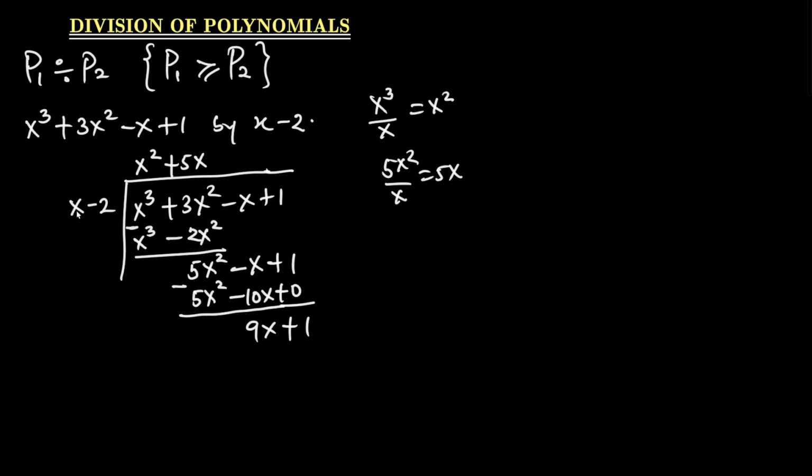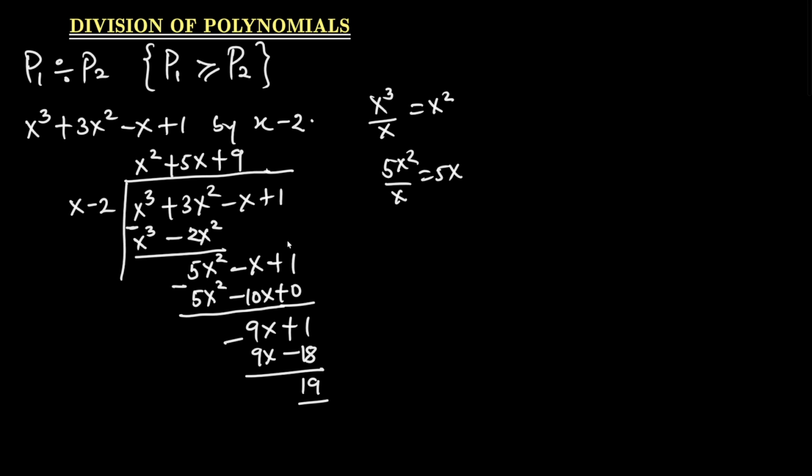Lastly, x divides 9x 9 times. Then we take 9 to multiply x. Then we take the 9 to multiply negative 2. 9x minus 9x is 0, and then 1 minus negative 18 is going to be plus 19. Now at this point, we cannot continue with our division because the degree of what you are trying to divide, which is 19, is less than the degree of the divisor.